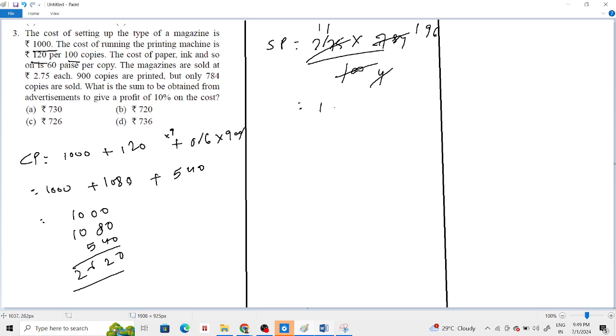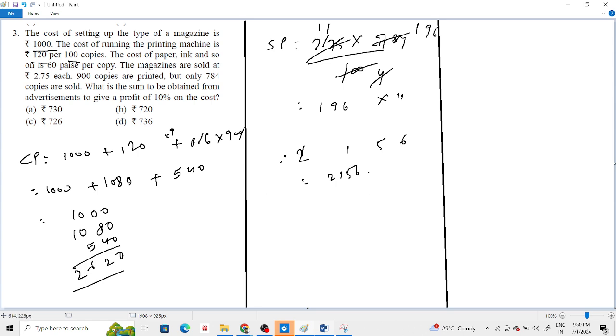Now see a shortcut, application of shortcut. 196 into 11. I have learned a shortcut: 1, 6, 9 plus 6 is 15, carry 1, 9 plus 1 is 10, carry 1, 2. So it is 2156, right? Yes sir. So this is where you can apply the shortcuts. Do not sit to multiply 196 into 11. Apply the shortcut, 2156. Within 2 seconds, this answer will come up.